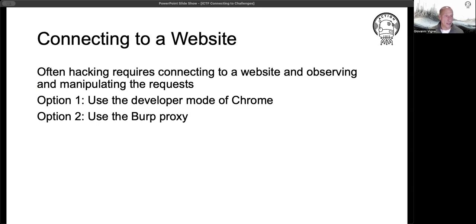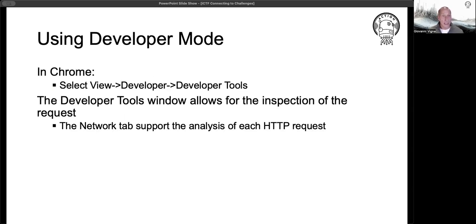and we will see how to install it. So in Chrome, if you select the View, Developer, and Developer Tools, you will see on the side of the Chrome browser a window. And if you select the Network tab, you will be able to see exactly what requests and replies are sent back and forth between your browser and the server, the web server that you are analyzing.